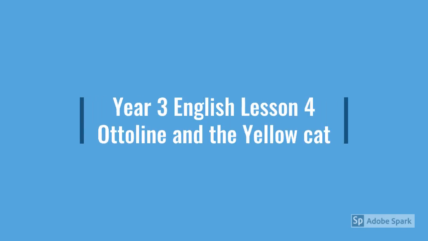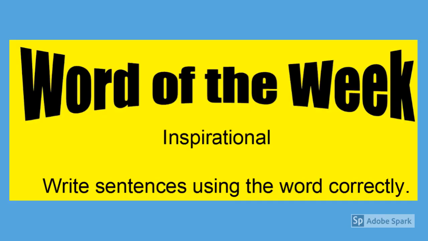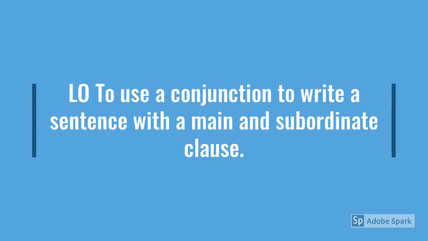Year 3, English Lesson 4, Ottoline and the Yellow Cat. Our word of the week this week has been inspirational. Can you write sentences using the word correctly? Our objective today is to use a conjunction to write a sentence with a main and subordinate clause.